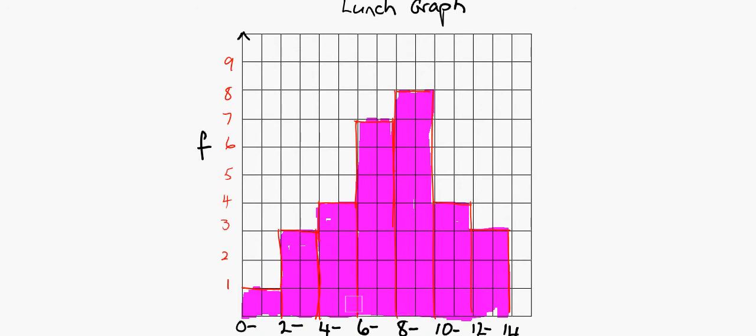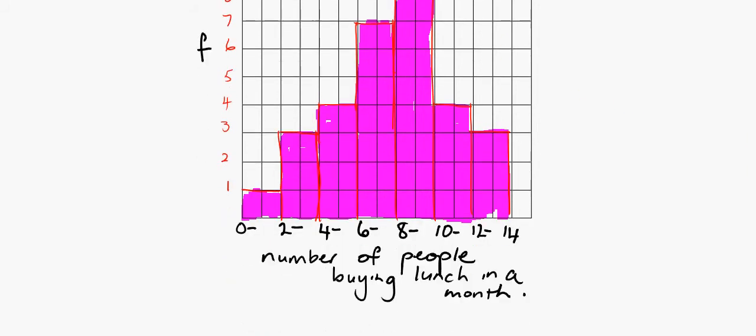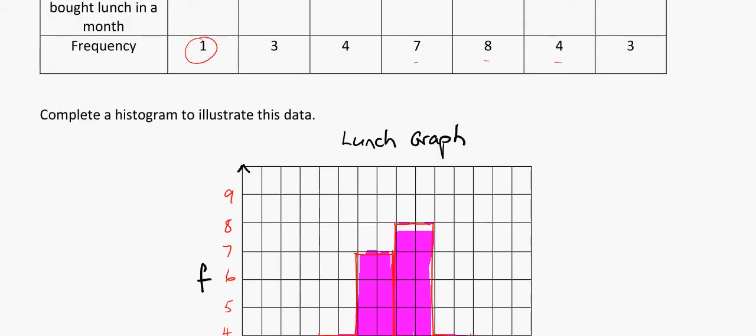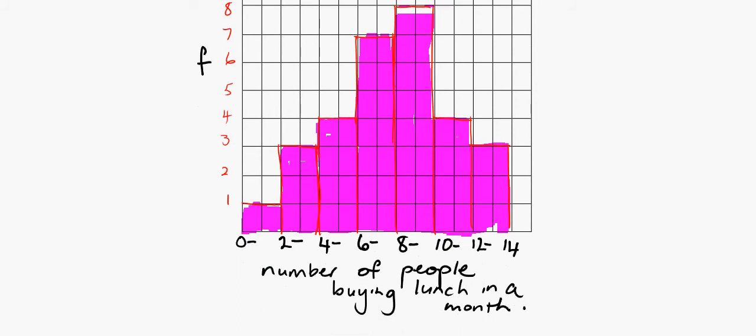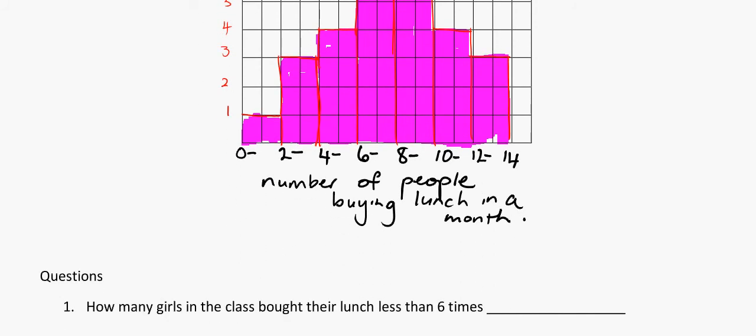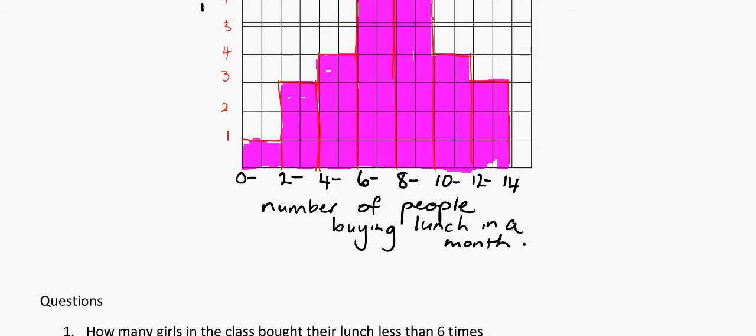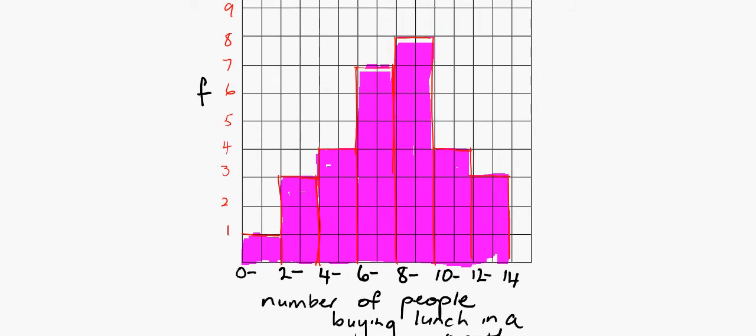Oh, right. Get our pen back. And so just going back up, there was our data, and now we've put it onto the graph, and we're going to answer some questions. How many girls in the class bought their lunch less than 6 times? So less than 6 is that many. It's those 3 categories. So how many were in there? 4, 3 and 1.